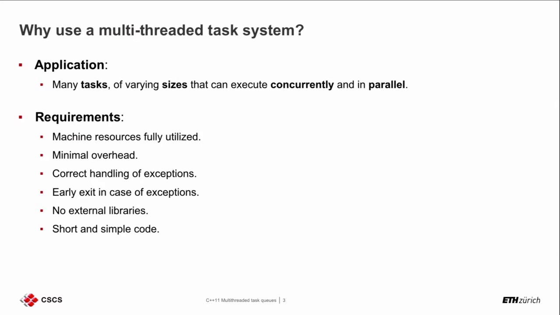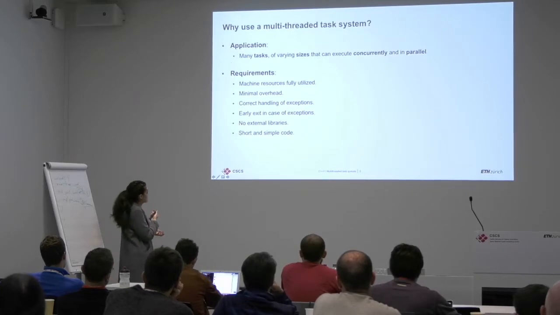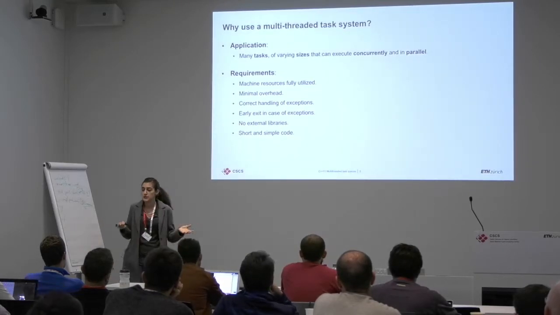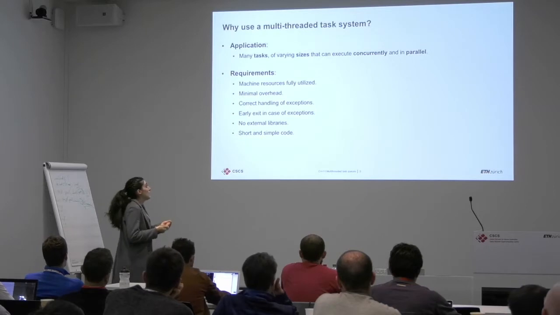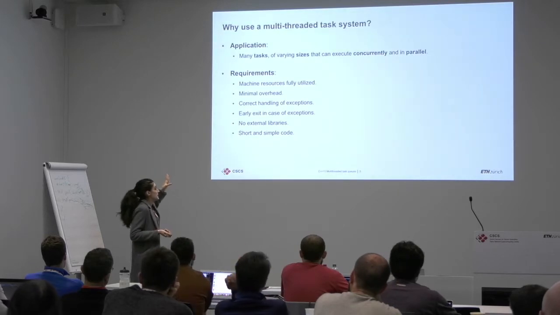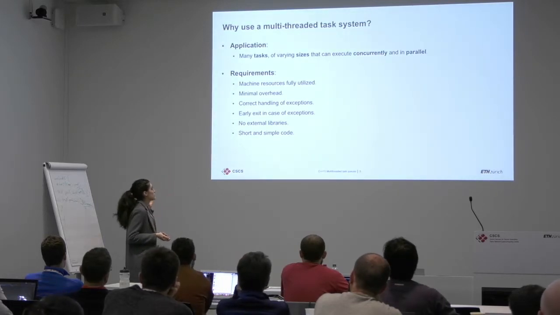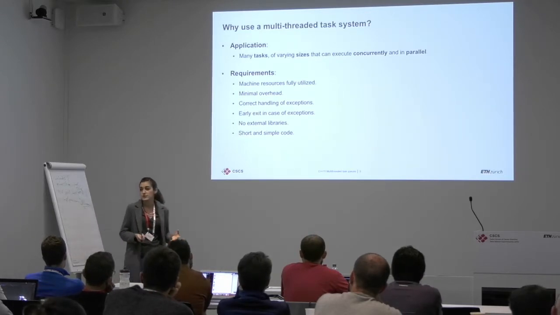Okay, so as I mentioned, we implemented this for our library. So we looked at our application and tried to think of how we want to build this tasking system. We have many tasks, and they can be of different sizes, and they can execute completely independently of one another, which means they can execute concurrently and in parallel. This is what we want to be able to support. Our requirements are that we want to utilize our machine fully. Obviously, we don't want to spend a lot of time doing useless work, or just being idle.